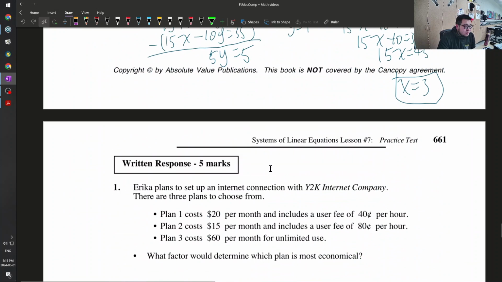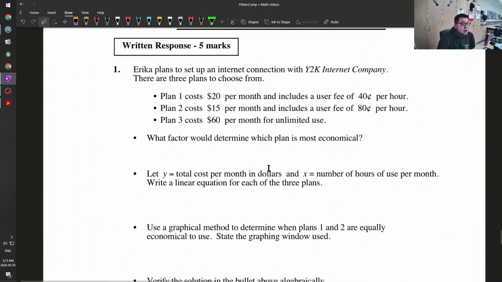Alright, let's keep going. Written response. Erica planned to set up internet with a Y2K internet company. Plan 1 costs $20 per month and includes a user fee of 40 cents per hour. Plan 2 costs $15 per month and includes a user fee of 80 cents per hour. Plan 3 costs $60 per month for unlimited use. Which factor would determine which plan is the most economical?